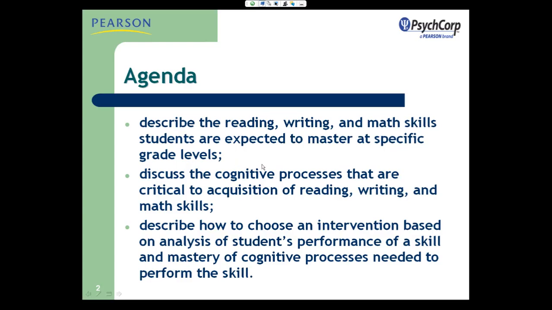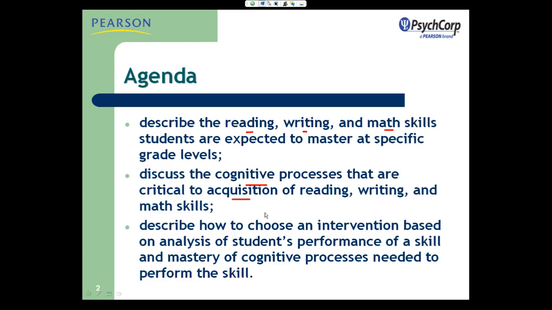What I'd like to do today is describe the reading, the writing, and the math skills that students theoretically are expected to master at specific grade levels. It's important for us to understand which specific skills a student is able to master, because essentially what we want to ascertain is whether or not students are indeed mastering those skills. For students who are not mastering the skills at specific grade levels, we might want to further assess the cognitive processes that are critical to the acquisition of reading, writing, and math skills.